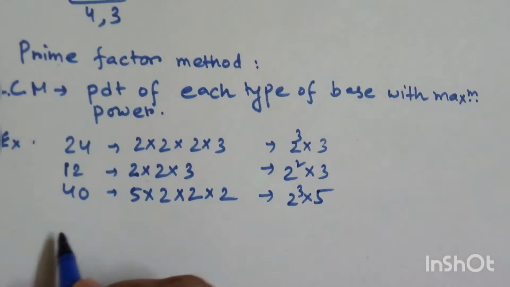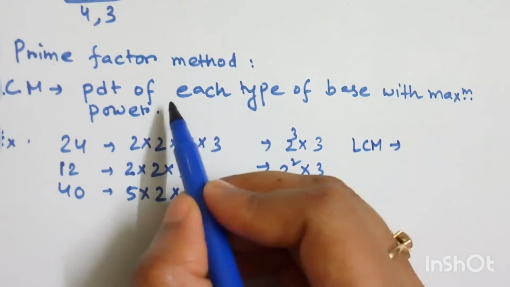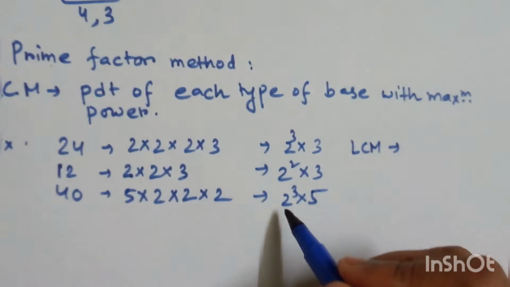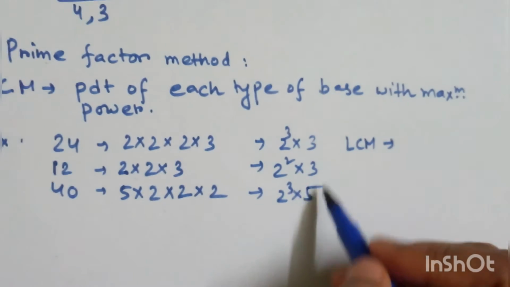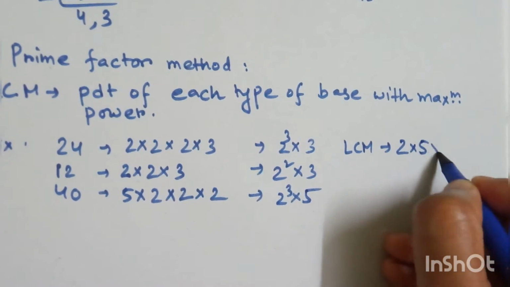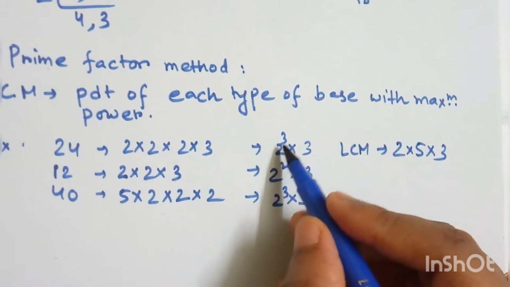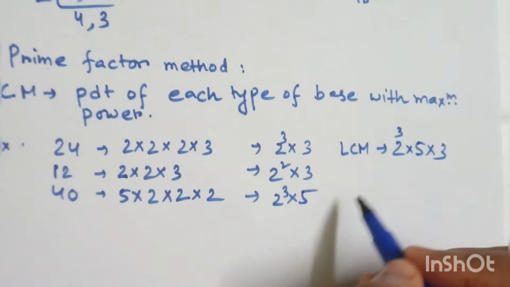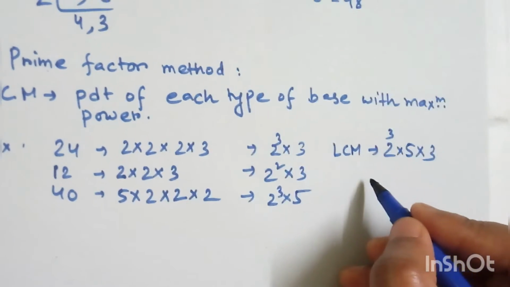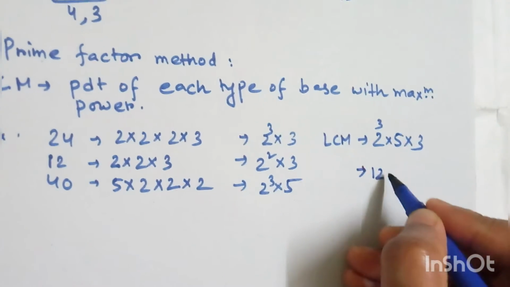So the LCM will be the product of each type of base. There are basically 3 types of base, 2, 5 and 3, with maximum power. Maximum power of 2 is 3. Maximum power of 5 is 1. And 3 is 1. So we get here 120.